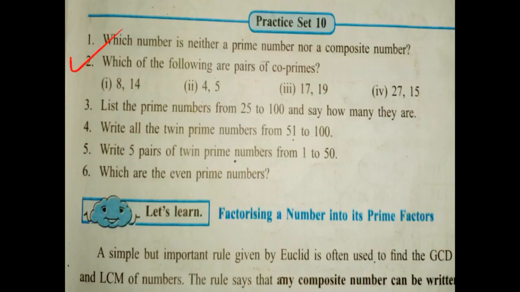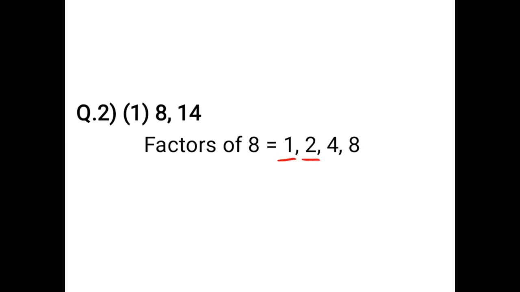Next, which of the following are pairs of co-primes? First one, 8, 14. When you find pairs of co-primes, first you have to write the factors of the given two numbers. First one is 8. You have to write the factors of 8. Which table number 8 is going in, you have to write that, and that is the factors. Factors of 8 is equal to 1, 2, 4, 8. Number 8 is going in the 1 table, 2 table, 2 fours are 8, 4 twos are 8, then 8 ones are 8. Okay.